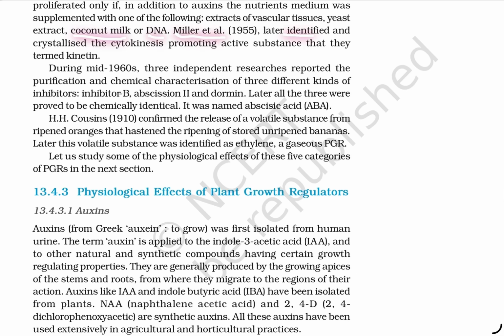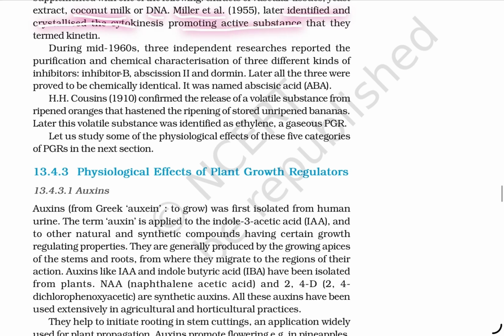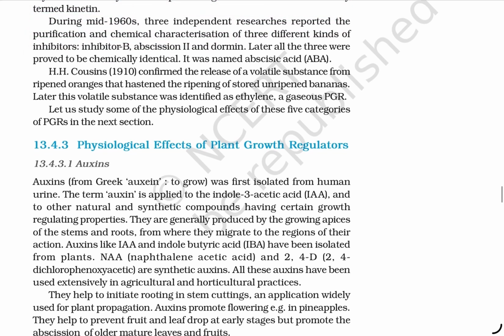Miller et al. in 1955 later identified and crystallized the cytokinin-promoting active substance, which was termed kinetin. During the mid-1960s, three independent research groups reported the purification and chemical characterization of three different kinds of inhibitors: inhibitor B, abscission II, and dormin. Later on, the three were proved to be chemically identical. It was named abscisic acid, ABA.